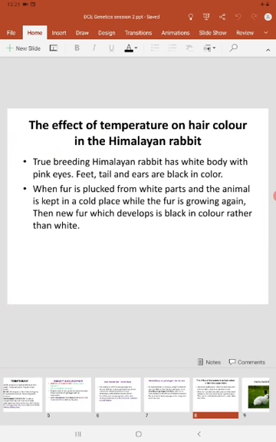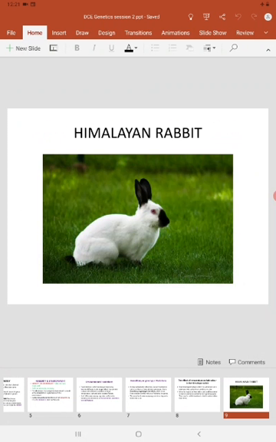Today we are going to learn about two experiments. One is the inheritance of the pattern of hair color in Himalayan rabbit and the effect of temperature on the hair color. This is the Himalayan rabbit. This is how it looks. It is generally present in the Himalayan region, and it is white in color with pink eyes, and only the ears, the tip of the snout, the tail and the tips of the feet have black fur, and the remaining part is covered by white fur.